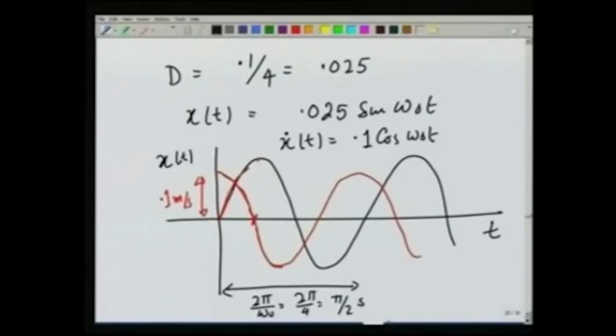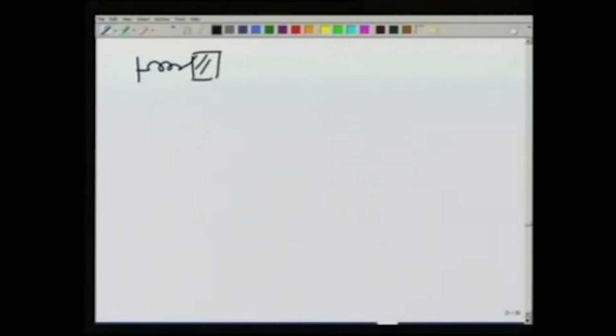To get more familiar with such things, let me take a third example where I take the same system and displace it by some distance, let us say 0.025 meters, and give it a velocity initially in the negative direction of let us say 0.05 meters per second.